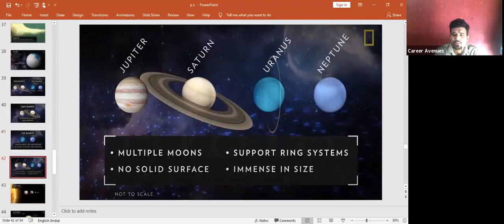So let's talk about the entire Jovian planets. They have multiple moons. They support ring systems. They have no solid surface, at least over here, whereas here we have a solid surface, and they are immense in size. Now let's see the entire solar system on a scale.